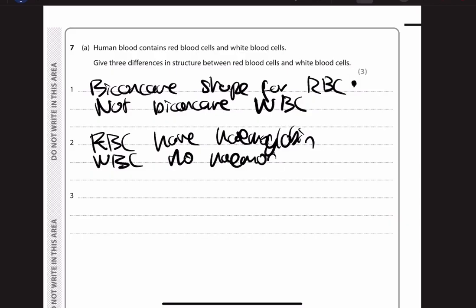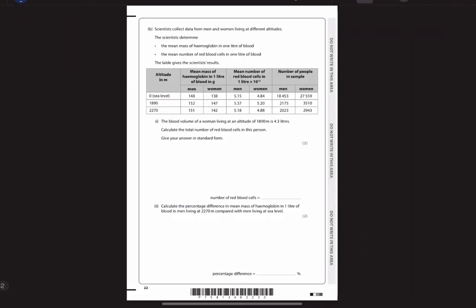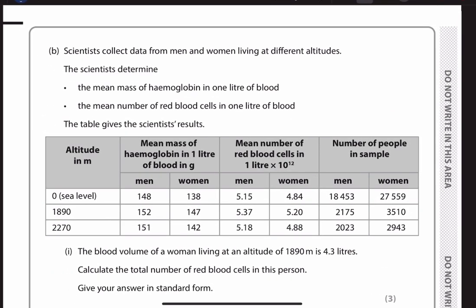White blood cells have no hemoglobin. Red blood cells, remember, maximize space to carry as much oxygen as they can. They don't have any nucleus. But white blood cells have an important nucleus, which is very important to their function. Okay. Scientists collect data from men and women living at different altitudes.